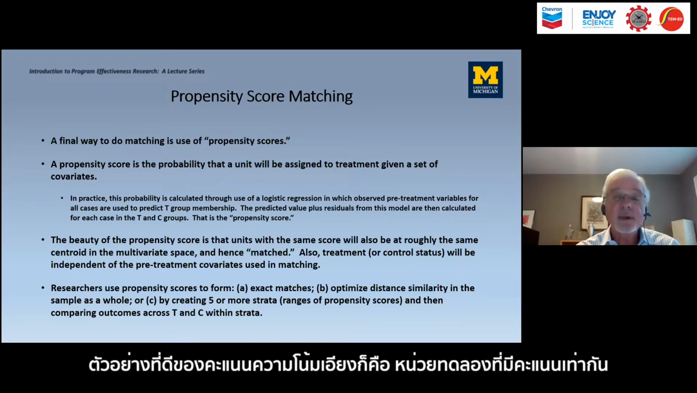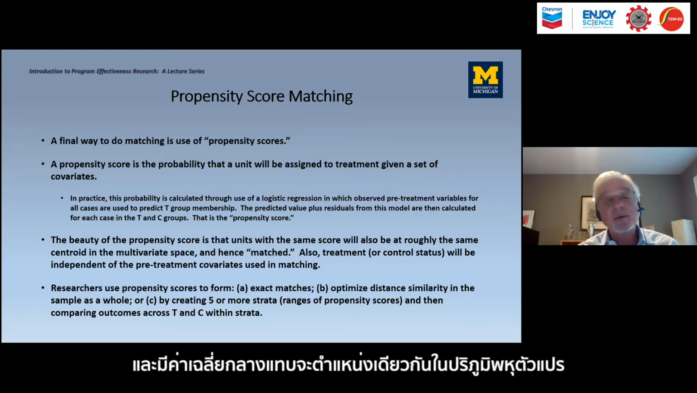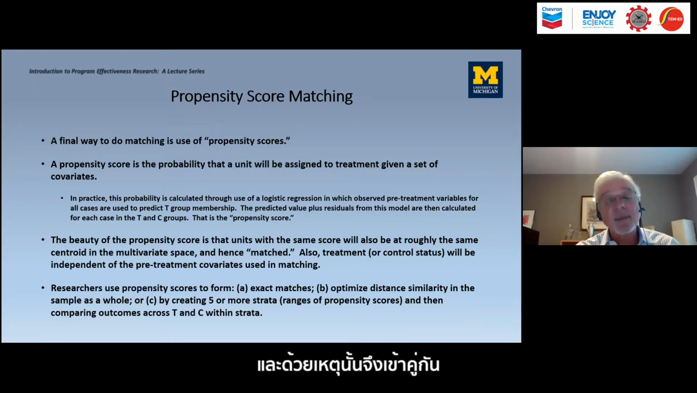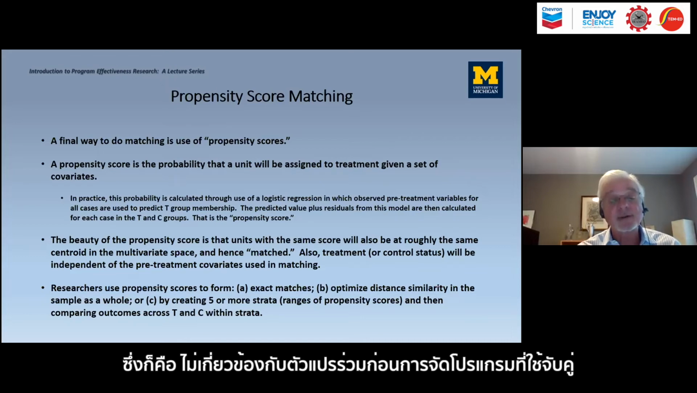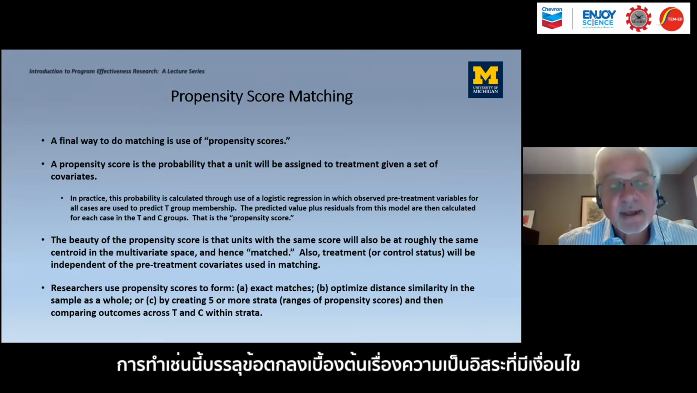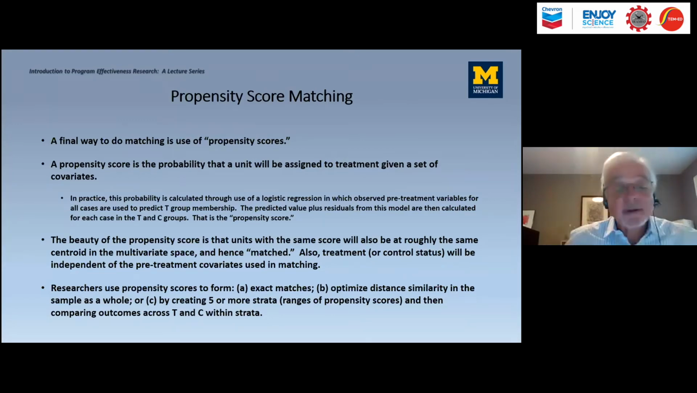Now, the beauty of a propensity score is that units that have the same score will also be roughly at the same centroid in the multivariate space and hence matched, but also treatment or control status will actually be independent of, that is, unassociated with, the pretreatment covariates used in matching. And so this meets the conditional independence assumption.